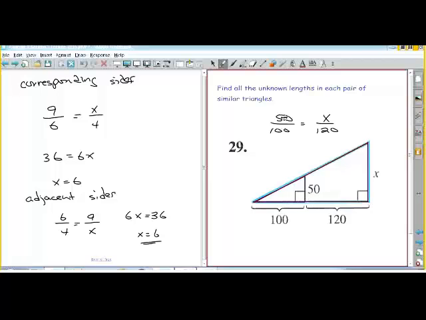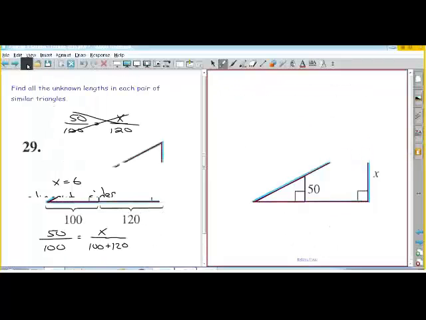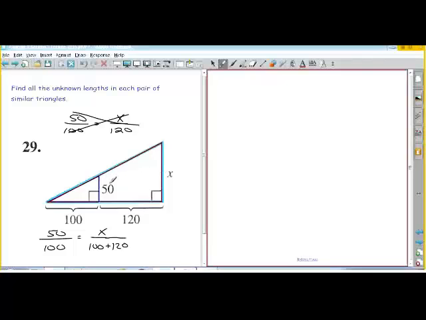So we've got to include the whole side. So this is wrong. What you should do is either do 50 divided by 100, which is this side to that side, is x, which is the corresponding side on the larger triangle, and you add the two numbers that make up the longer side of the larger triangle.